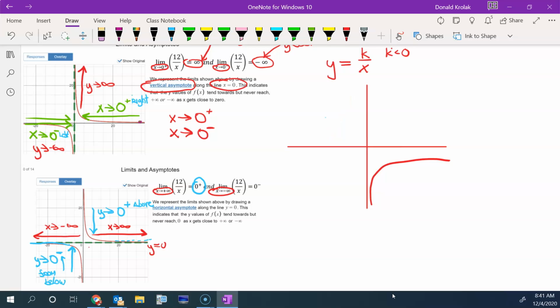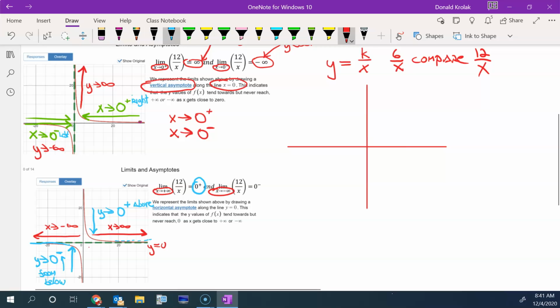Okay, now what we're going to figure out next is how does a graph, let's say 6 over x, compare to 12 over x? How would you tell those two graphs apart? So if I had a blue graph here and a black graph, which one do you think would be the 6 over x and which one would be the 12 over x? How do you tell the difference between these two?